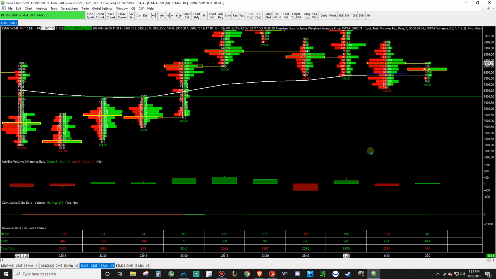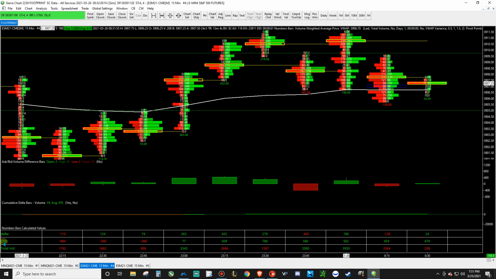And then you've got this box here. Now, there are some indicators here that give you a visualization of what's happening. So this delta here, I'm not really going to go into what delta is too deeply, but I just know it's the difference between the ask and bid volume for the bar.